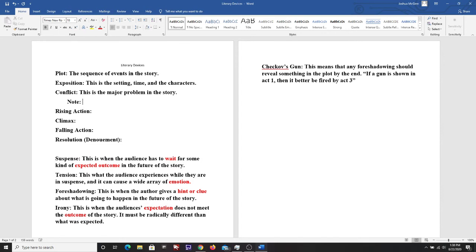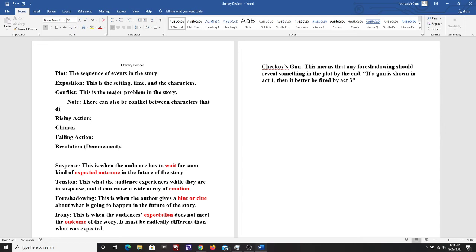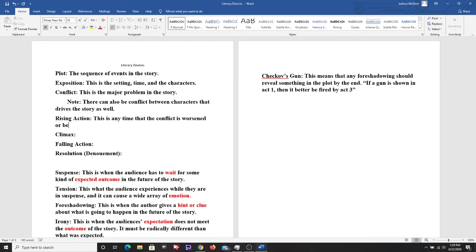Note, there can also be conflict between characters that drives the story as well. So character conflict can also create suspense and tension, right? So some sort of conflict happens and we're in suspense waiting to see what the outcome of that conflict will be, right? Once we have our conflict, we start to have rising action. So this is going to be any time that the conflict is worsened or becomes more complicated.